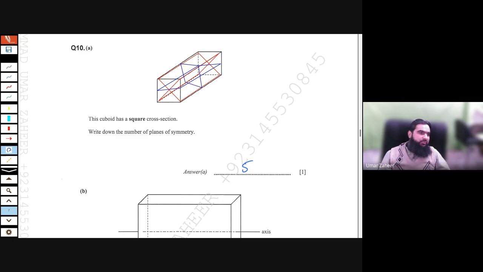It is dividing into the upper one, the first one, and the back one, and we have this one. So the total number of symmetries is 5 here. Clear? Yes, sir.